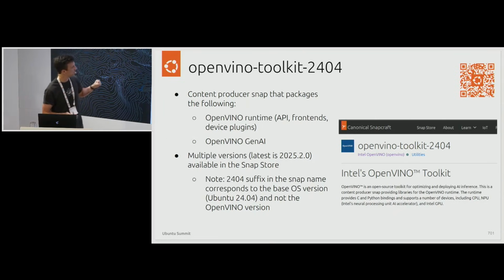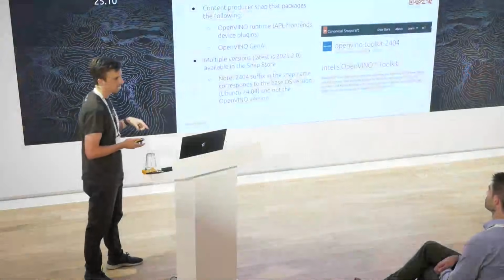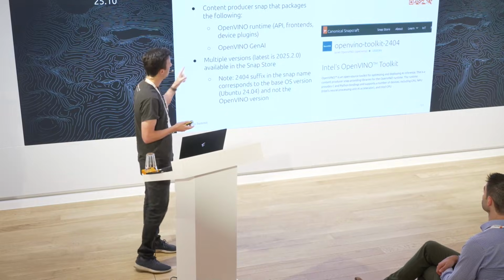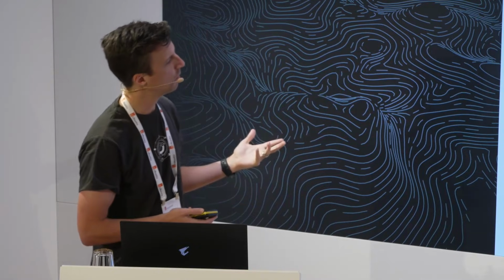And we also have multiple versions available in the Snap Store. The latest is version 2025.2.0. And one tiny little caveat about the versioning that can be a little confusing is that OpenVINO itself uses date-based versioning just like Ubuntu. So the 2404 in the name of the Snap refers to the base OS. It refers to Noble, whereas the version of the snap itself is referring to the version of the OpenVINO runtime.